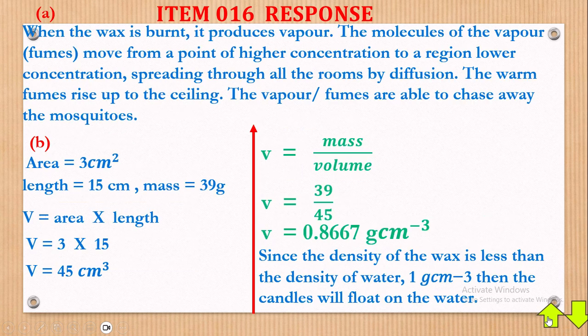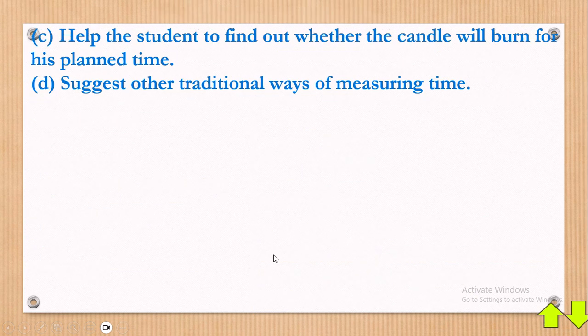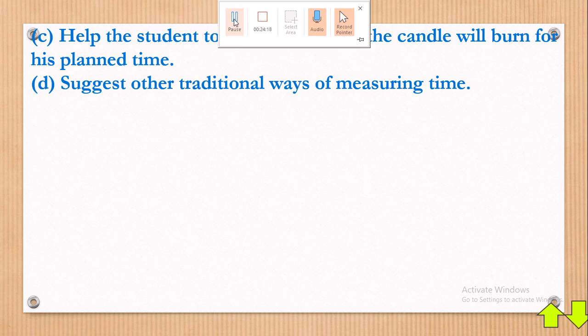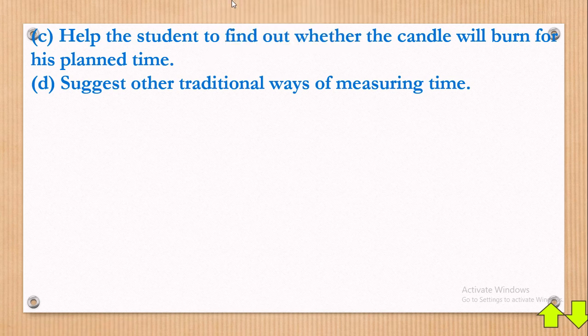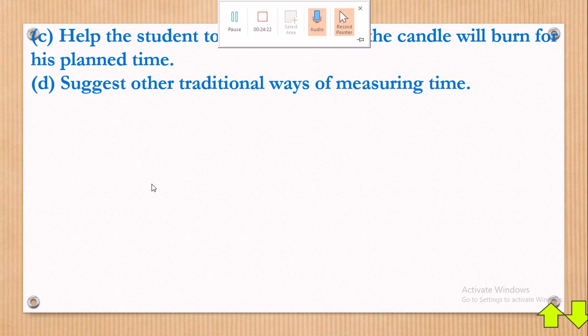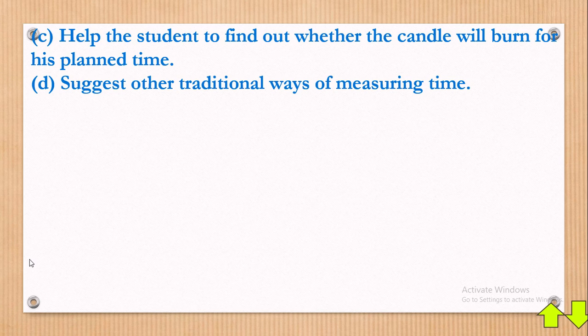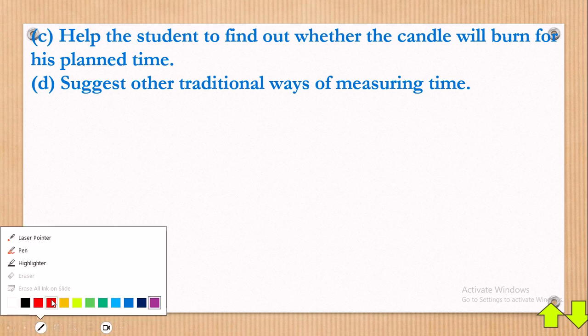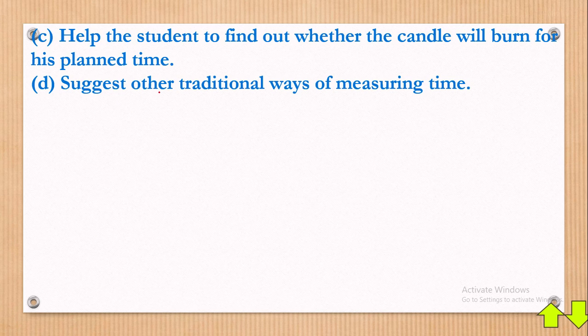I'm not bothered to write about this, but I'll just brainstorm. Traditional ways of measuring time. The different traditional ways we can measure time include what we call a sand timer. You all know what a sand timer is.